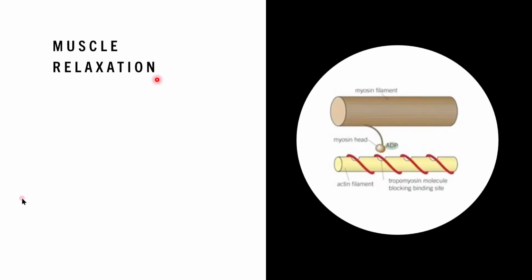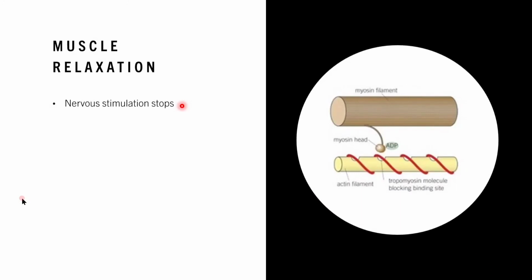And so it's all well and good that we have now contracted our muscle, but how do we extend our muscle again? How do we relax our muscle? How do we increase the distance between our Z lines again? So the nervous stimulation will stop. We'll consciously decide that we do not want to move our muscle anymore.